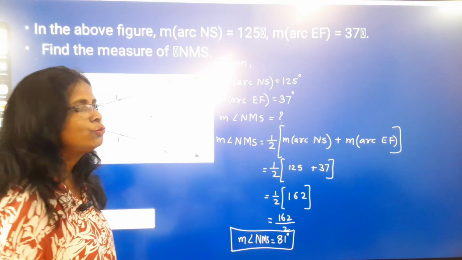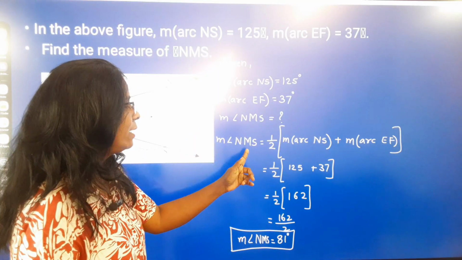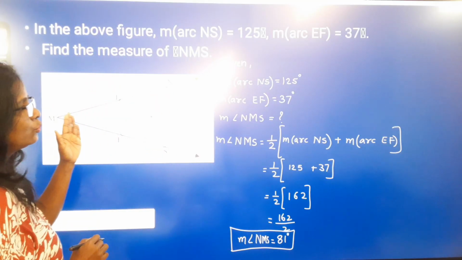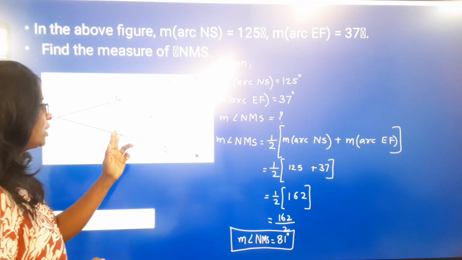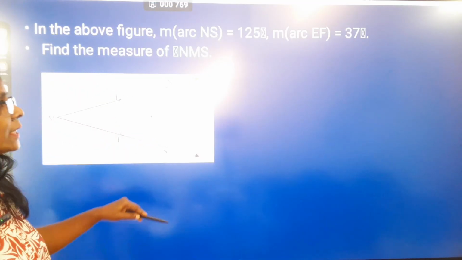Okay students. So remember this formula. Major angle NMS is equal to half of major arc NS plus major arc EF. Okay. Now next one students.